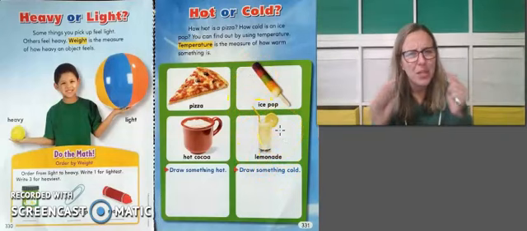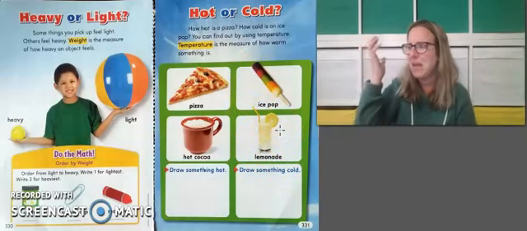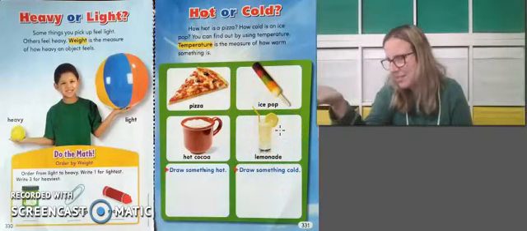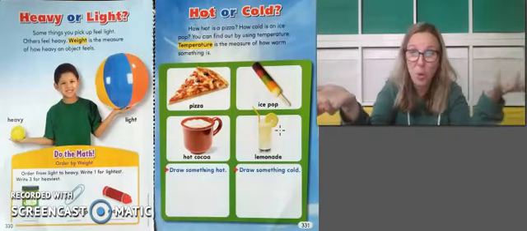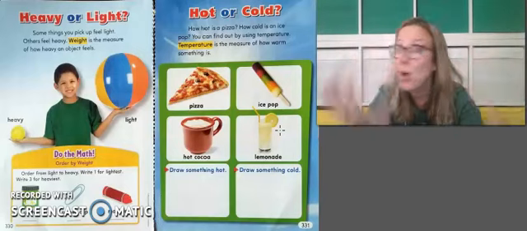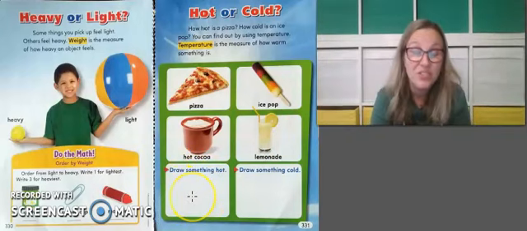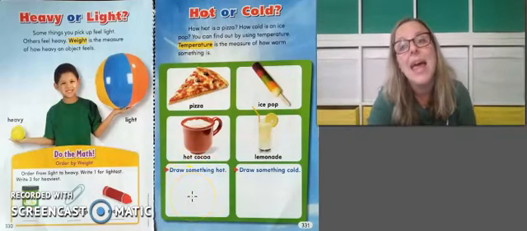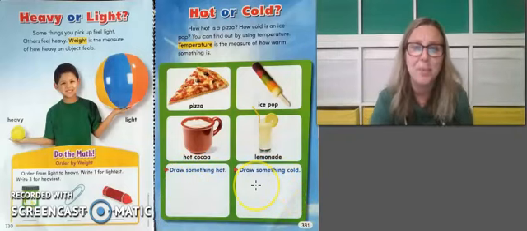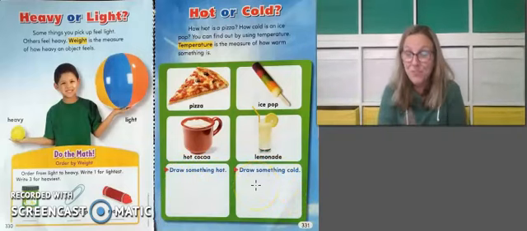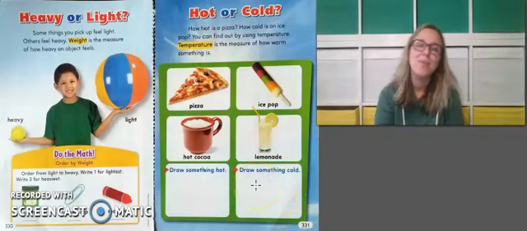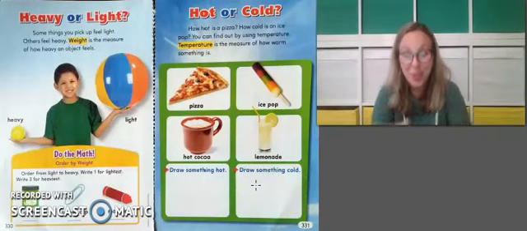So right now, I want you to think of one object of matter that is hot and one that is cold. Go ahead and pause the video, and while it's on pause, in this box, draw a picture of something hot. And then in this box, draw a picture of something cold. And when you're finished, unpause the video and we'll move on to the next page. Go ahead, I'll wait.